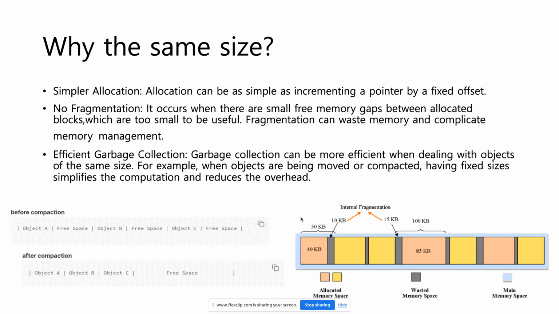So there's internal fragmentation, but if it's fixed size, it's easy to use compaction. Look at this: free space, free space, free space, and we can convert it into one free space, and we can compact the other objects or data. If it's not fixed, there could be internal fragmentation, and fragmentation can waste memory and complicate memory management.